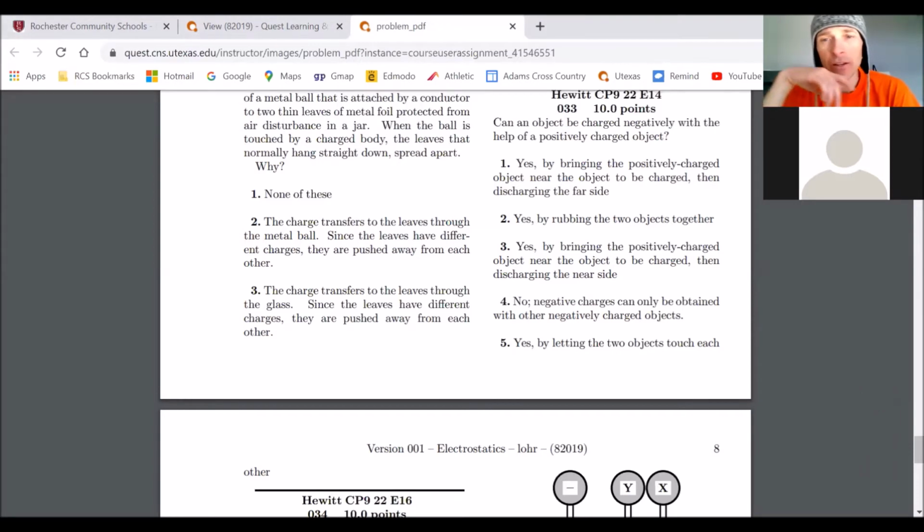So in the notes that we had done, we had charging methods. And so some of those charging methods included conductors, some included insulators, different methods.